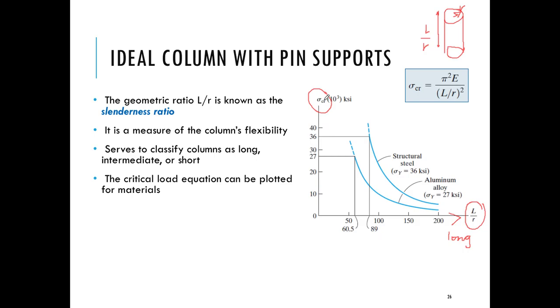It allows us basically that we could compare our critical stress against the yield stress of the material. So I could draw out horizontal lines right here. So for example, if I'm looking at aluminium, the lower curve right here, it has a yield stress of 27 KSI. So I can plot where 27 KSI is, like so. Similarly, for steel, I can see that the yield stress is 36. So I can also plot 36 right here.